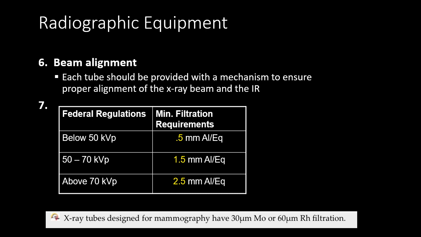Number seven are the NCRP Report 102 federal regulations for minimum filtration requirements. If a piece of equipment operates below 50 kVp, it must have at least 0.5 millimeters of aluminum equivalency. If the equipment only operates between 50 and 70 kVp, then it must have at least 1.5 millimeters aluminum equivalency. And then finally, if it operates above 70 kVp, it must have a minimum of 2.5 millimeters aluminum equivalency.